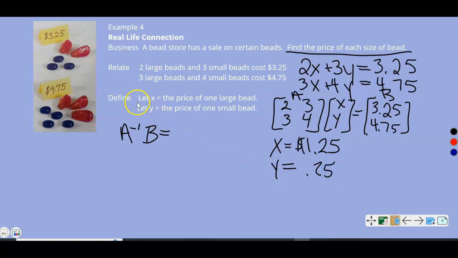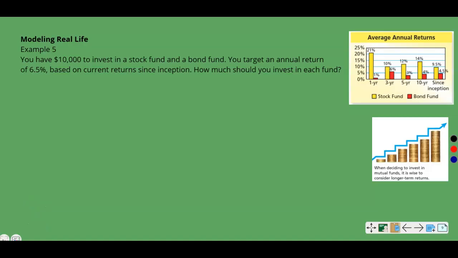So what does this mean? It says find the price of each size of bead. X is the price of a large bead, so 1 large bead costs $1.25. 1 small bead costs 25 cents.